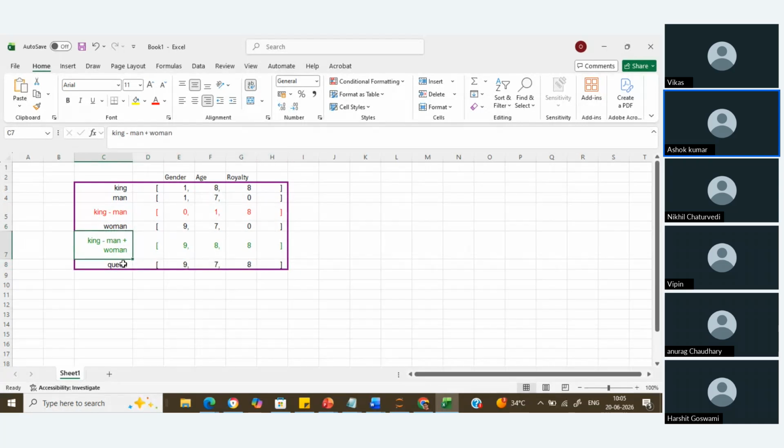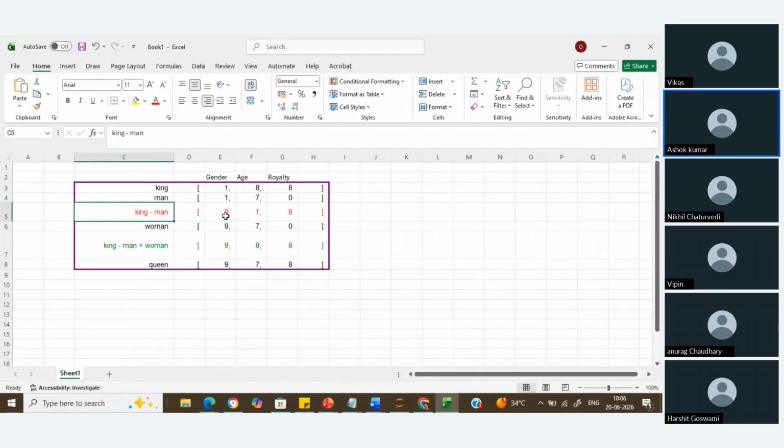So I am not having the information about queen, but based upon this distance calculation, I will be able to predict the queen information. If I'm having the context of king and man and woman, the queen information is not given over here, but I will be able to predict it.